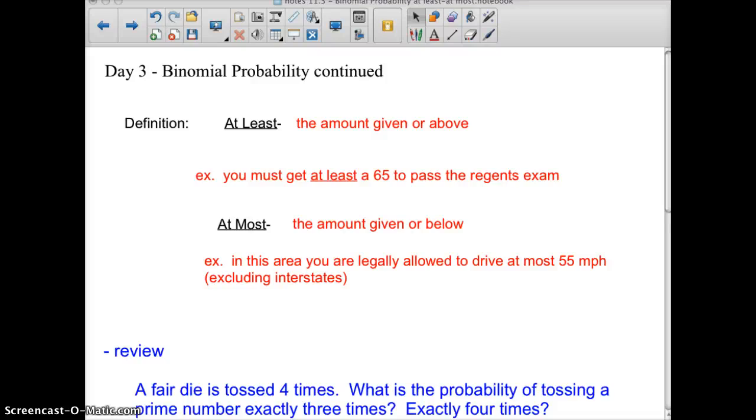Okay, the topic of this video is a continuation of binomial probability. Last video we discussed exactly r successes. Now we're going to expand that a little bit. First of all, we'll start with a couple definitions.